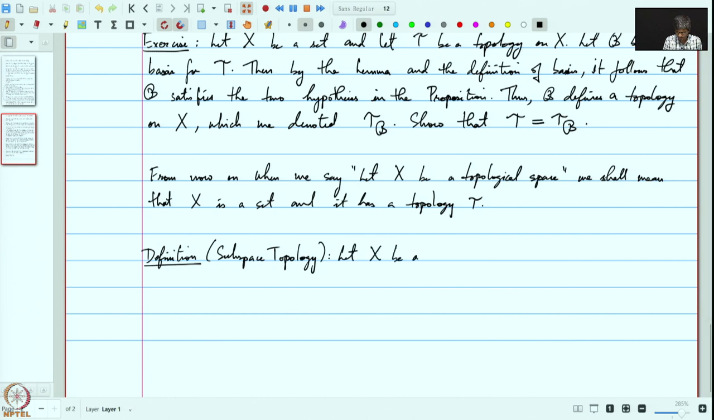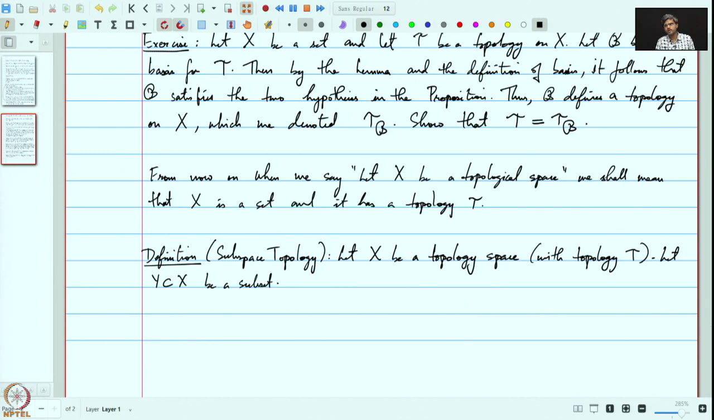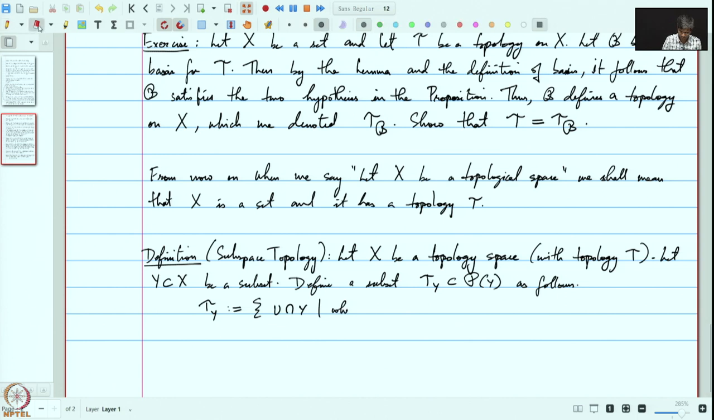So let X be a topological space, and let's say with topology tau. Let Y be a subset of X. Then using tau, we can define a topology on Y in a natural way. So define tau sub Y contained in the power set of Y as follows. It is the collection of U intersection Y, where U belongs to tau.